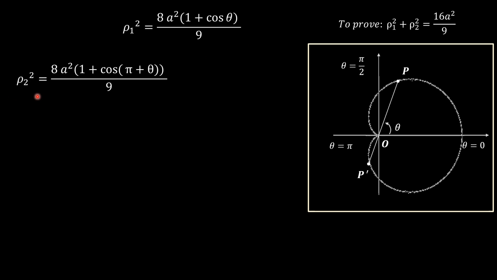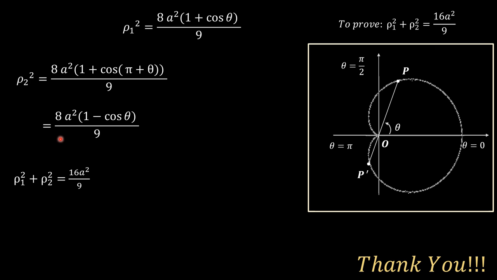So that rho 2 square will be equal to 8a square into 1 plus cos of pi plus theta divided by 9. What is cos of pi plus theta? Cos of pi plus theta is minus cos theta. Now just add these two expressions so that you can easily follow that rho 1 square plus rho 2 square is equal to 16a square by 9. That completes the proof. Thank you.